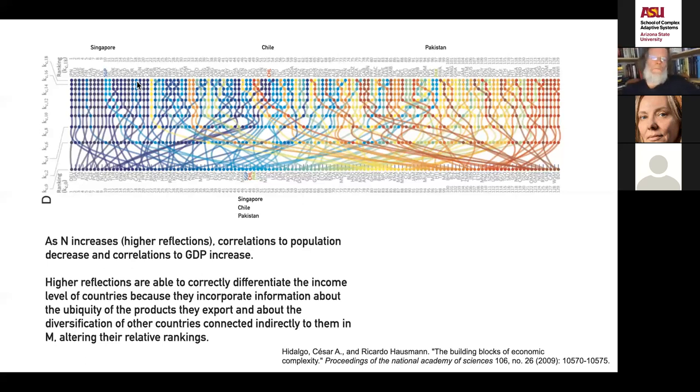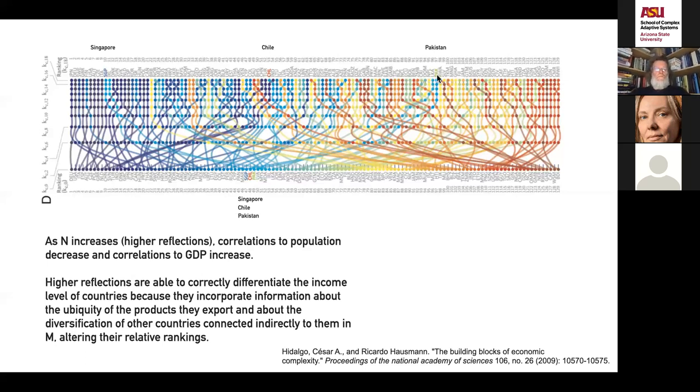Once you've got them equal, so the previous reflection equals the next reflection, then you kind of cut it off. So they cut it off at 18. What you can see now is that Singapore has moved all the way here in the rankings, Chile's here, and then Pakistan's even further down here.